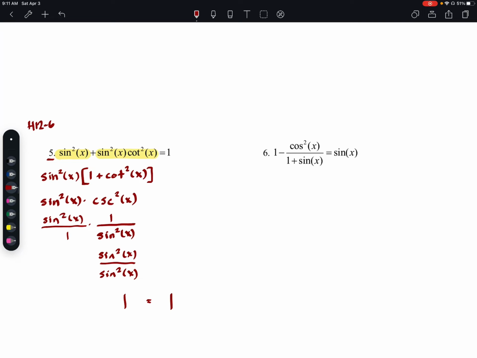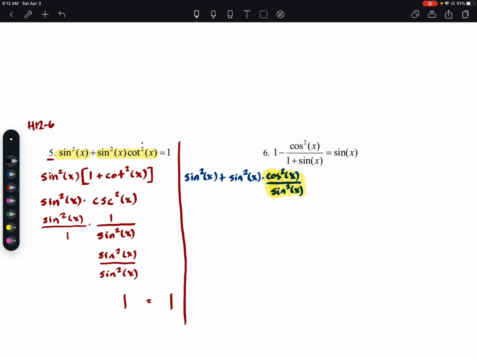Now, another technique you could use with this one, I'll do this one in blue. Instead of factoring out the sine, we could look at it and say, all right, well, cotangent of x squared is the same thing as cosine over sine. So I could take this and rewrite this as sine squared x plus the sine squared x times, and we could say that this is going to be the cosine squared x over sine squared x. Okay, so all we did on that one was we switched our cotangent into this.